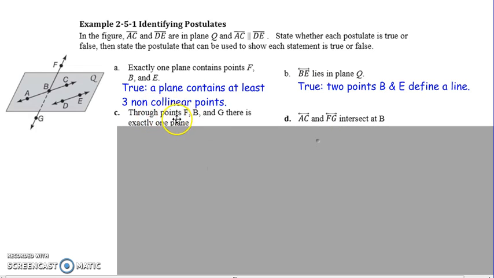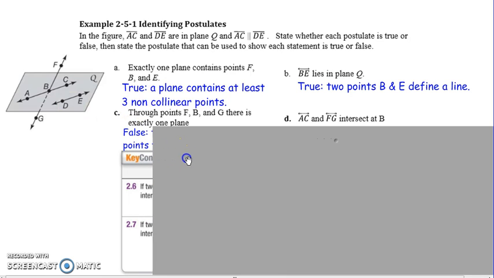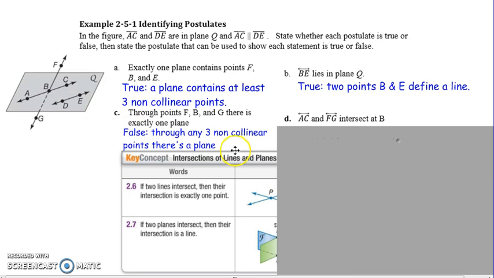This one: through points F, B, and G, there's exactly one plane. That would actually be false, because if you notice, F and B are on the same line, so that means we can't have them be non-collinear. Non-collinear points are the ones that form the plane. So this would be false because those are on the same line.